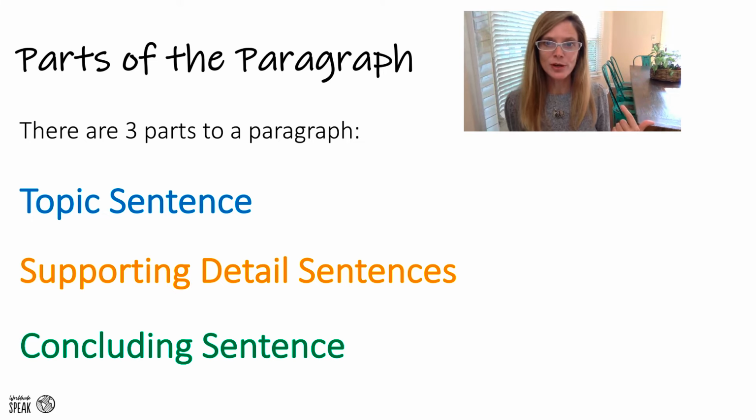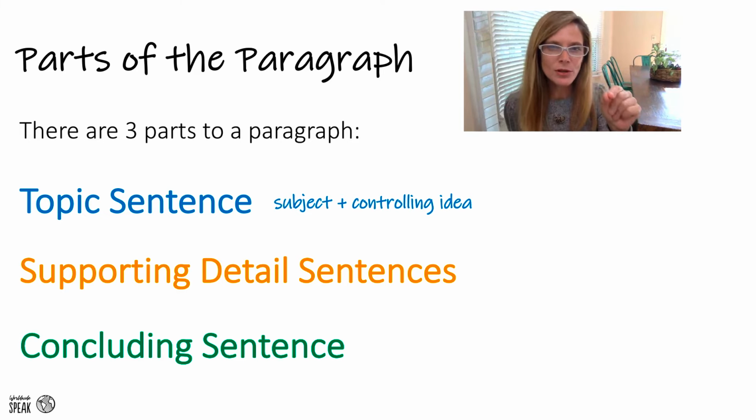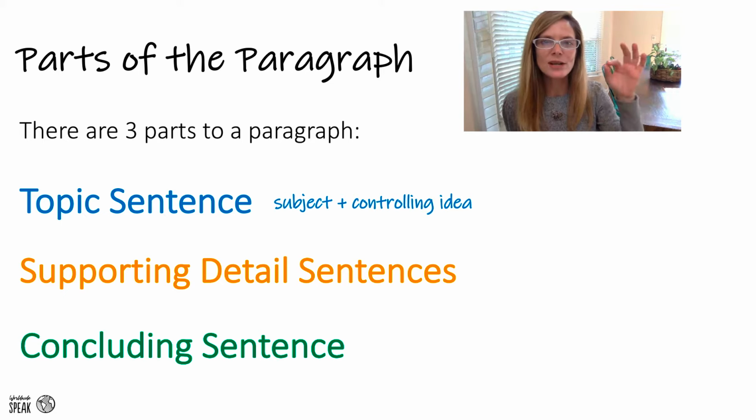Now, from the good paragraph in the last slide, the topic sentence was about my dog and how talented she was. The subject for the paragraph is my dog, and the one thing I'm going to focus on about my dog is how talented she is, right? That's the controlling idea. That focuses your paragraph on one specific thing.